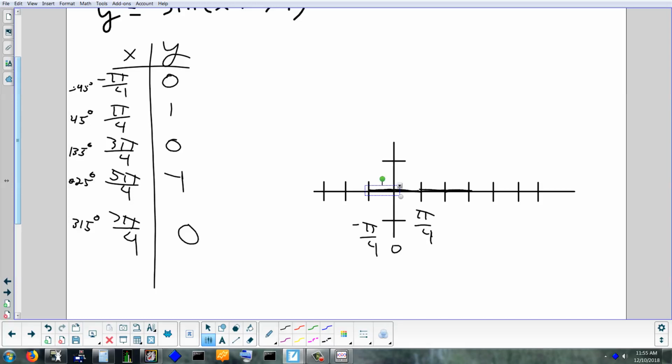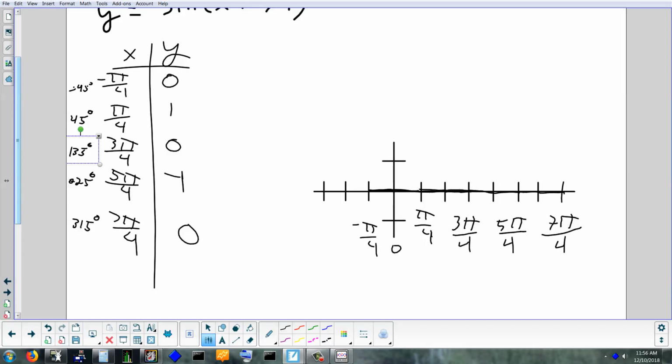Now, 45 and 135 are how far apart? 90. So how many sections is that? 2. So we have to have 2 sections between them. So here's pi over 4. 1, 2. That's 3 pi over 4. The next one is another 90. 1, 2, 5 pi over 4, and I think I'm 1 tick mark short. 1, 2, 7 pi over 4.